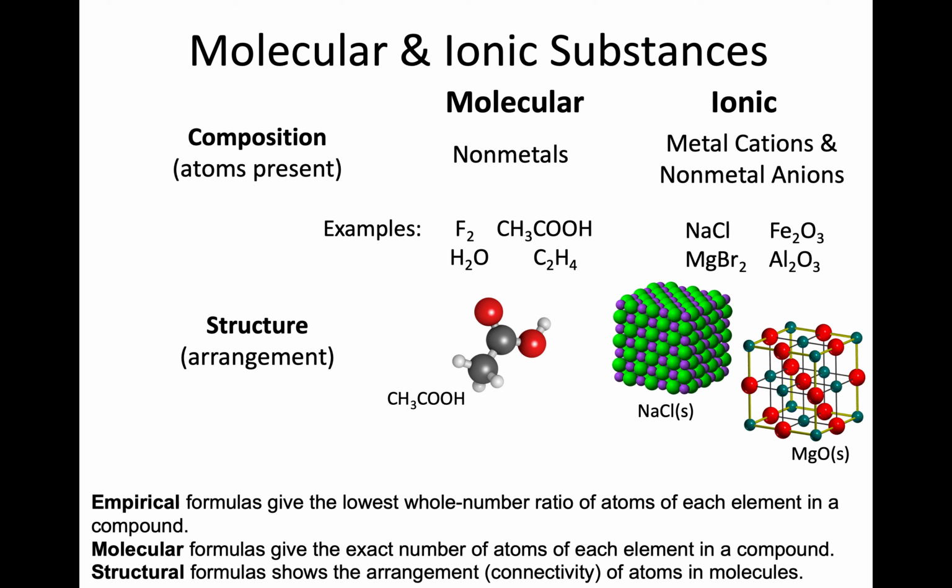An empirical formula, that's one that gives the lowest whole number ratio of the atoms of each element in a compound. A molecular one is giving the exact number of the atoms of each element. And a structural formula will disclose aspects of the arrangement, the connectivity.